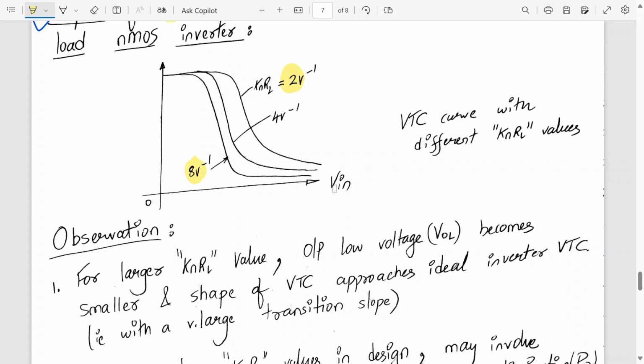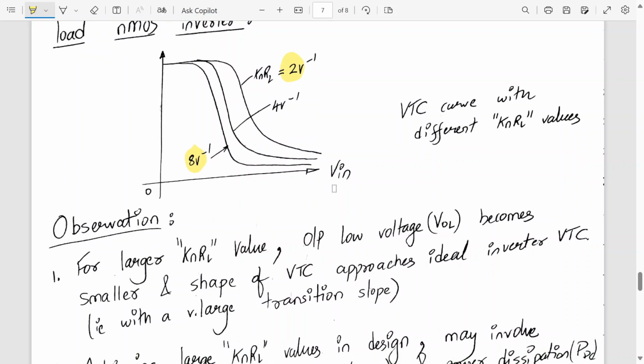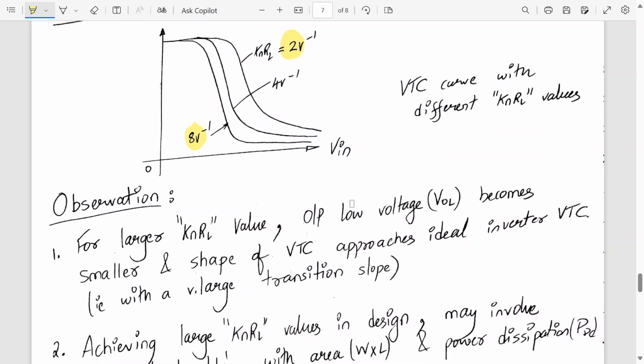Output becomes low. So for a larger Kn into RL value, the output VOL becomes smaller and smaller, and the VTC curve approaches the ideal inverter value. So we should select ideally a large value of Kn into RL. Here 8 value is more closer to the ideal value. Okay, we have a very large transition slope.